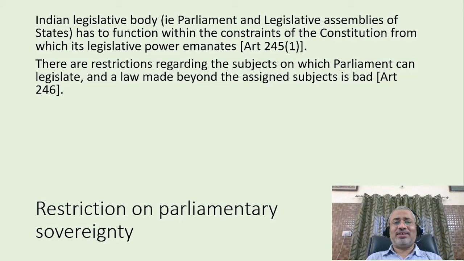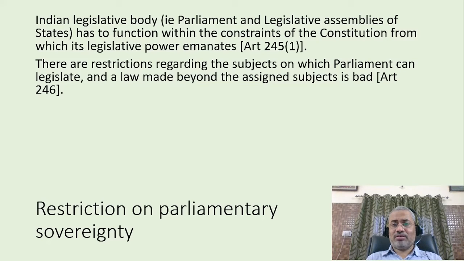Constitution has provided certain restrictions. First of all, regarding the subjects on which Parliament or the Legislative Assembly can legislate. And a law made beyond the assigned subject is bad, as provided in Article 246. Schedule 7 is there, on which different subjects have been enumerated, and of course we will see that there are three lists, list 1 and list 2 and list 3, with list 1 being the union list, list 2 being the state list, and list 3 being the concurrent list, where both union and state can make the law. So that list contains the different topics, the subjects on which the legislative body can make law.